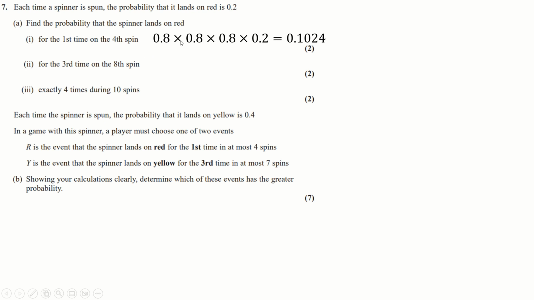You've got to dodge it first, because if you hit it, then you're not hitting it for the first time on the fourth spin. You might be hitting it for the second. So it's just dodge, dodge, dodge, hit, and that's just that.